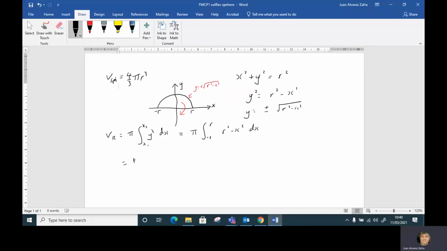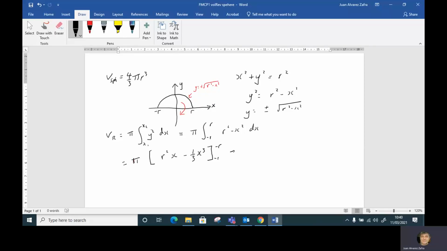And if we integrate that, we're going to get pi, and then the integral of r squared, where r squared is a constant, is r squared x. Remember, x is the variable here. And the integral of x squared is 1/3 x cubed, okay? So r is a constant, and we go from constant value minus r to constant value r.